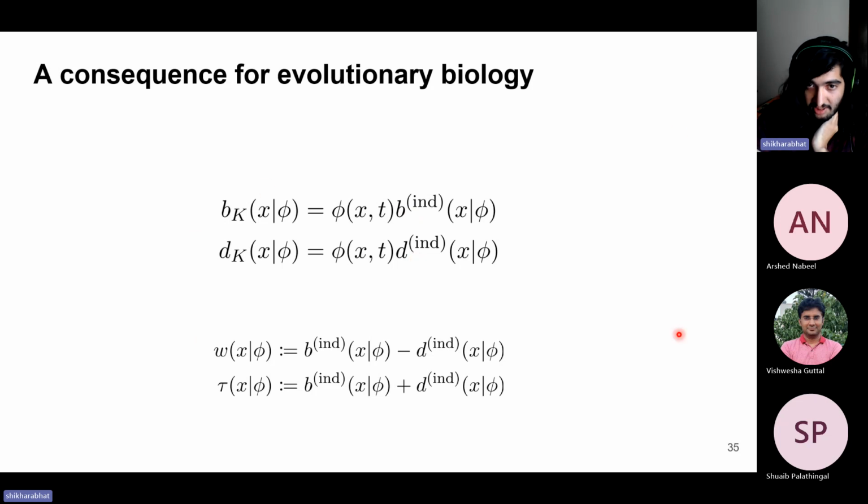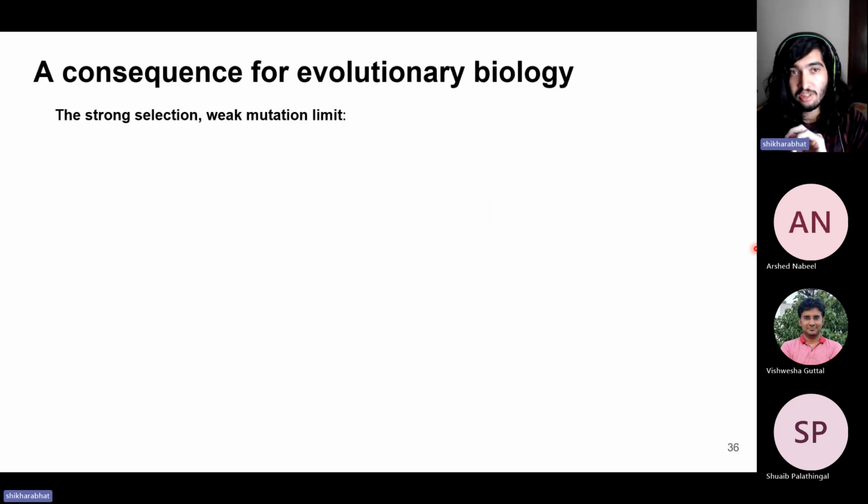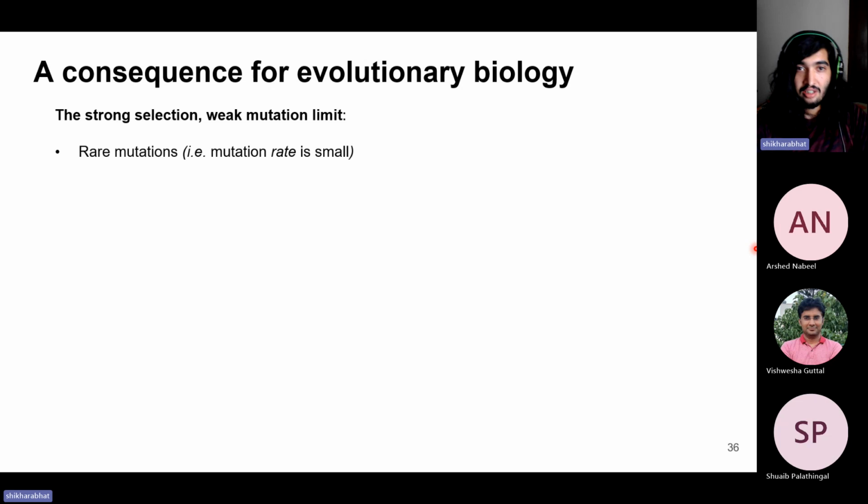With these definitions, you can derive things like the replicator-mutator equation and the Price equation for quantitative traits. I'm not going to show you those. I am going to show you something that occurs in the strong selection weak mutation limit. This is a limit that theorists like because you can get nice predictions. And the limit is the following.